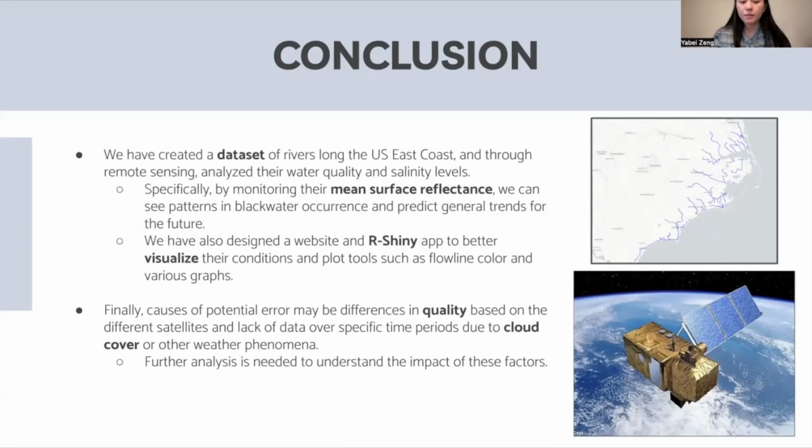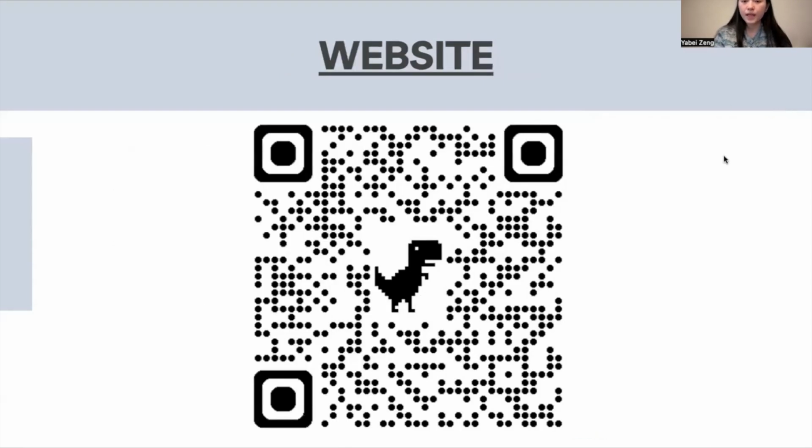Finally, there may be some potential errors because there are differences in quality between the different satellites. We also have the issue of lack of data over specific time periods due to cloud cover or other weather phenomena. So for the future, we need to understand the impact of these factors to reduce the errors. And this is our website.